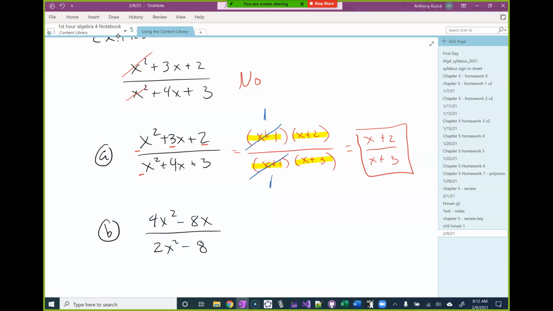So here's another example. We have 4x squared minus 8x divided by 2x squared minus 8. So if we want to factor the numerator, what can we do there? This quadratic's a little bit different because it's not a trinomial, right? It's only got two terms. Does anybody notice anything about 4x squared minus 8x?